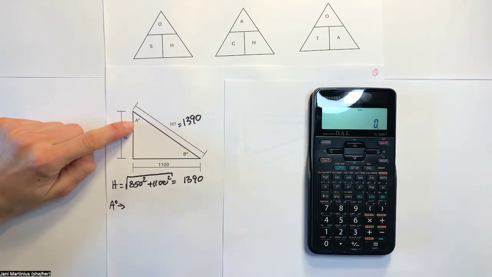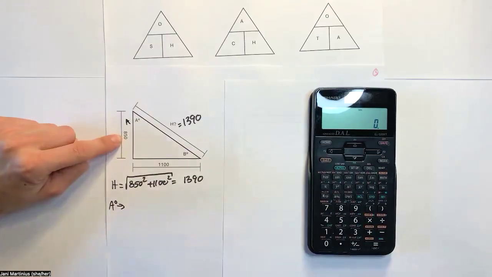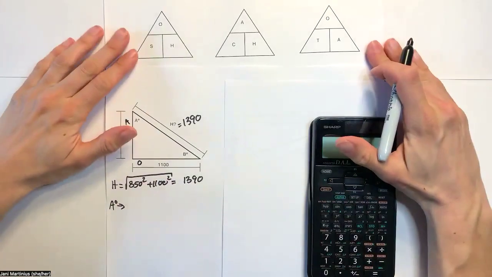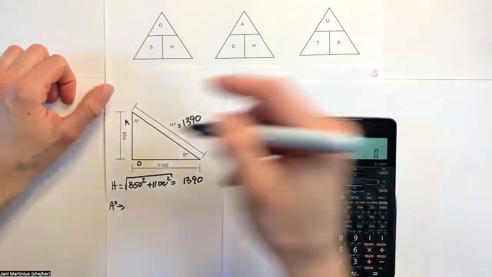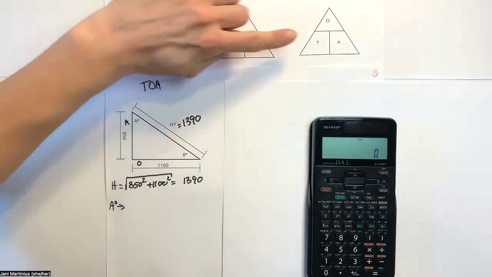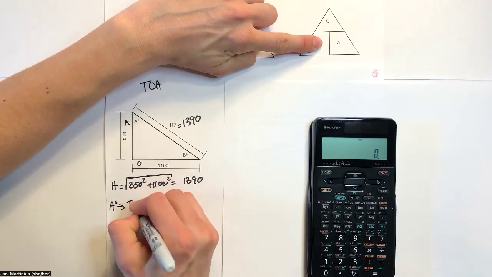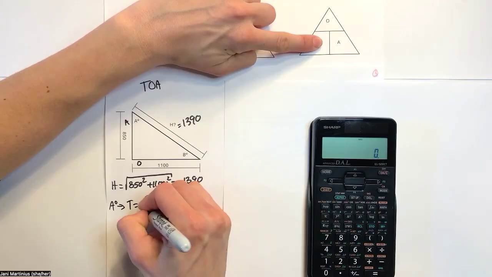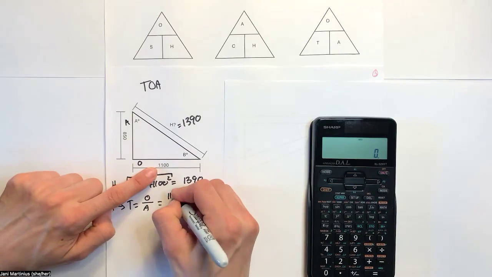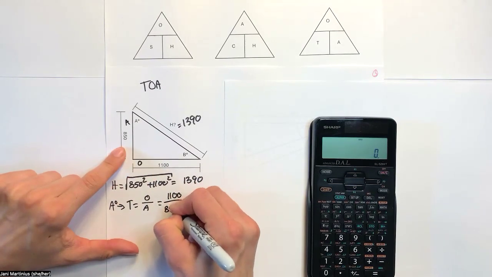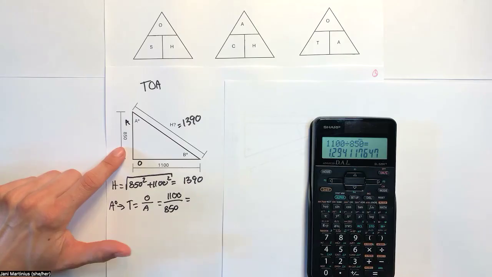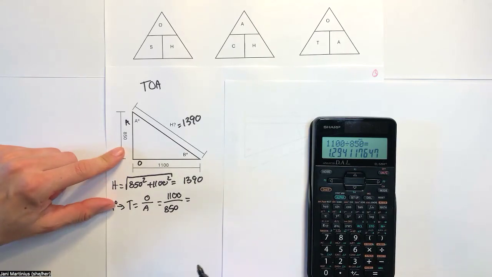Now, for angle A, what do we have here? We have what would be considered an adjacent side and an opposite side, which means, looking at our triangles, TOA, because we're not going to include the hypotenuse in this calculation. So blocking out the T leaves us with opposite over adjacent. Let's check that out. Opposite over adjacent, so 1100 over 850. 1100 over 850. And again, that just gives us the ratio.